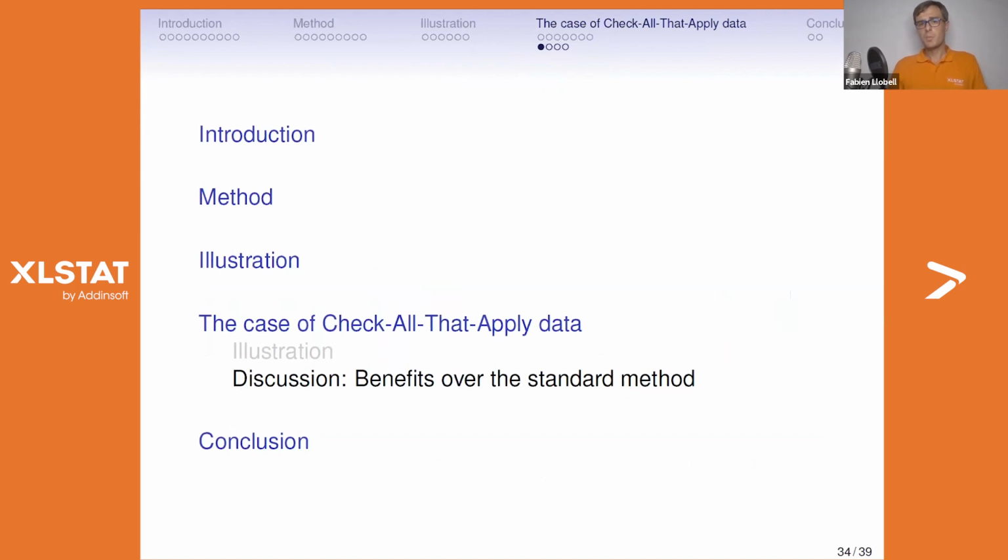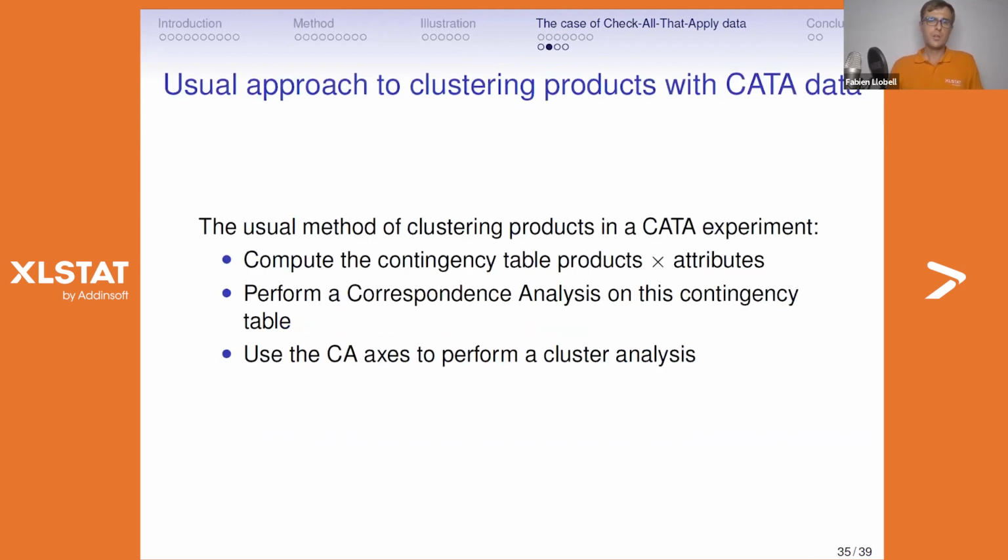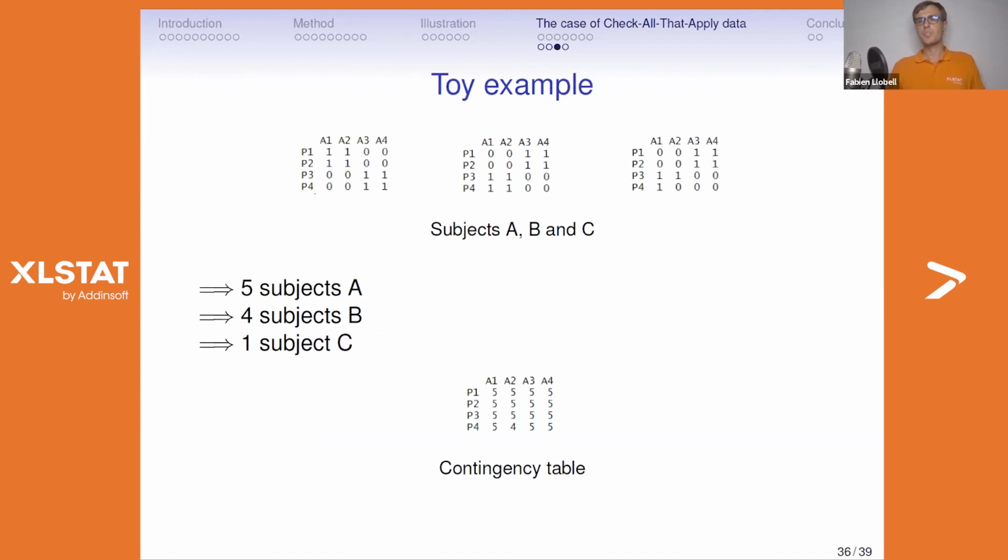I want to talk about the benefits over the usual method for check-all-that-apply data. To cluster the products in check-all-that-apply experiments, usually we compute the contingency table products times attributes. After, we perform a correspondence analysis on this contingency table, and finally we use the correspondence analysis axes to perform a cluster analysis. But I want to show you a toy example with a problem with this method.